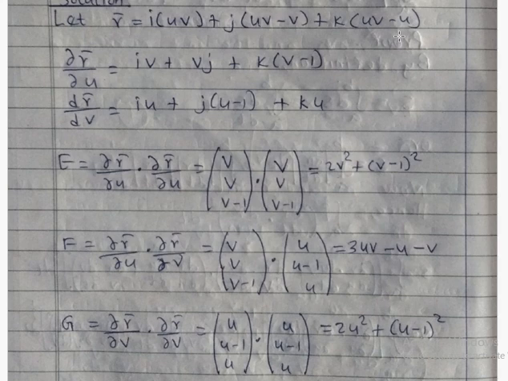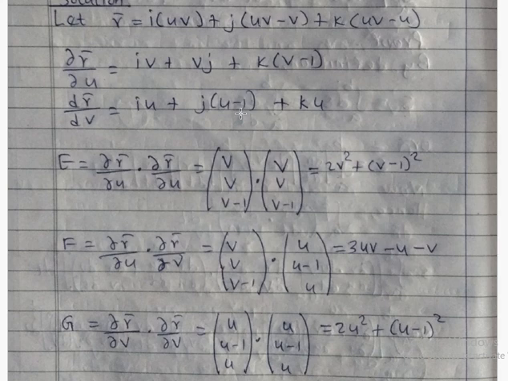We now partially differentiate r with respect to v. If you look at the first element, we have uv. When we partially differentiate it with respect to v, you get u. So we have ui. Then the second element, we have uv minus v. When you differentiate with respect to v, you get u minus 1. Then in the last element, you have uv minus u. When you partially differentiate with respect to v, we get 1. That's why you have partial r partial v as ui plus j into bracket u minus 1 plus k.